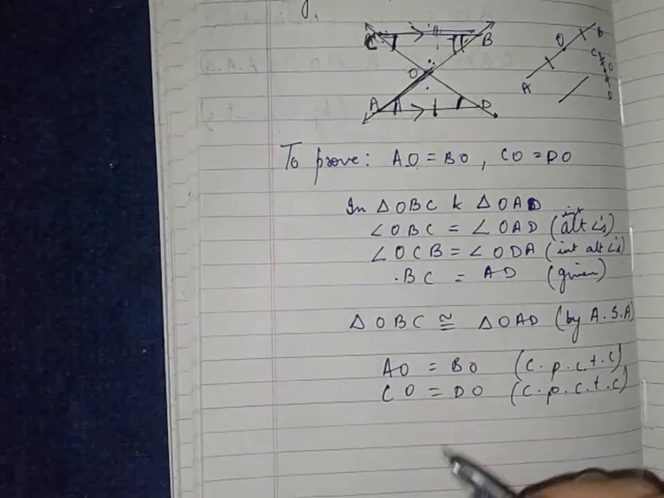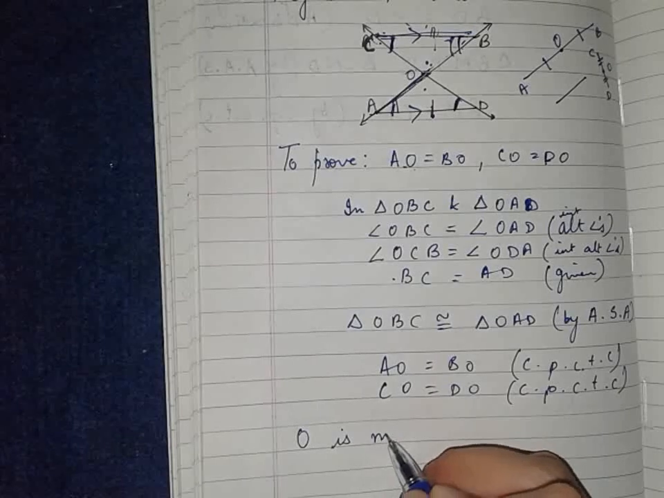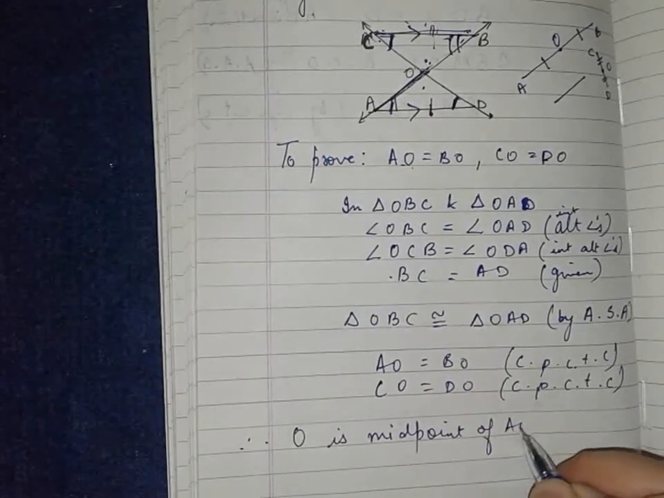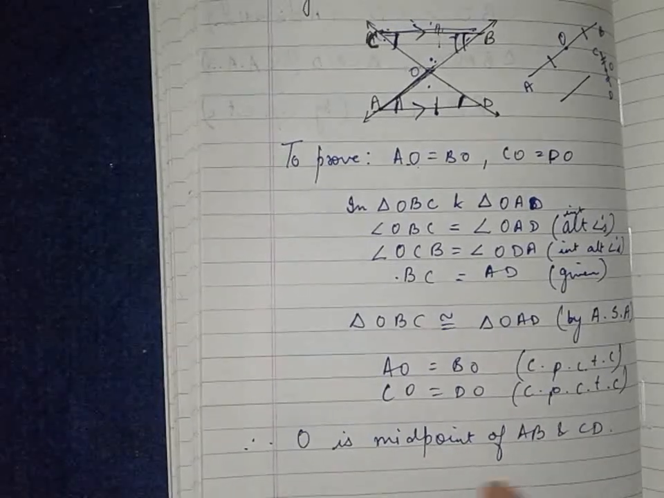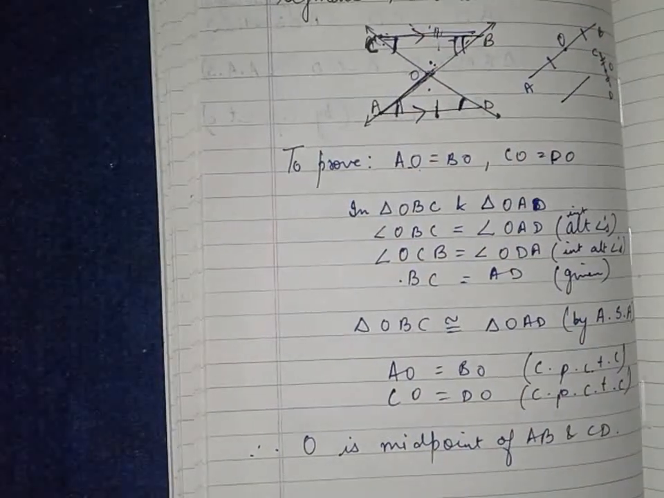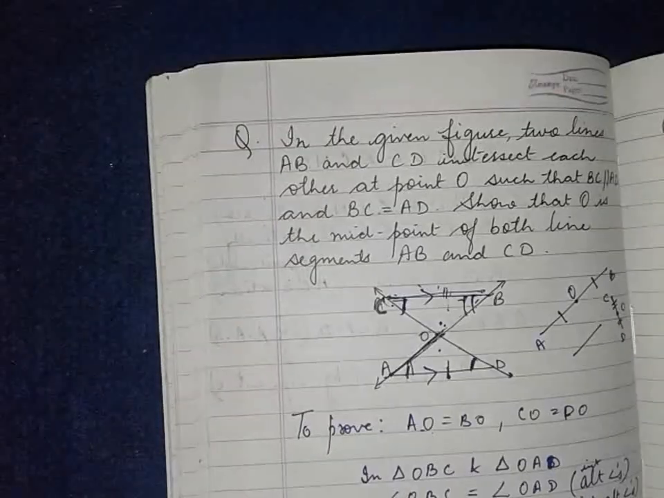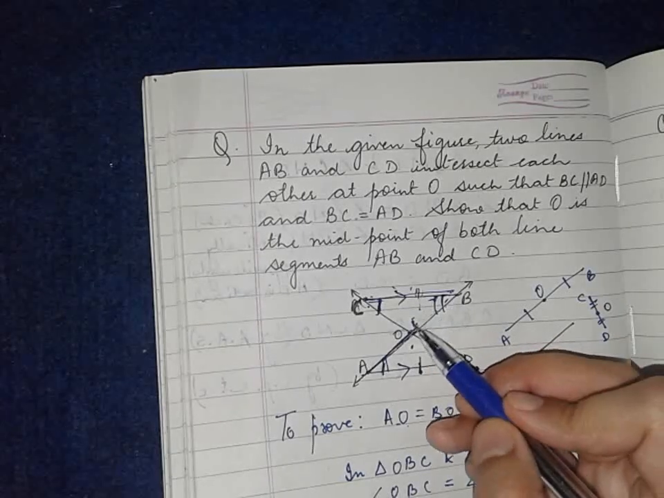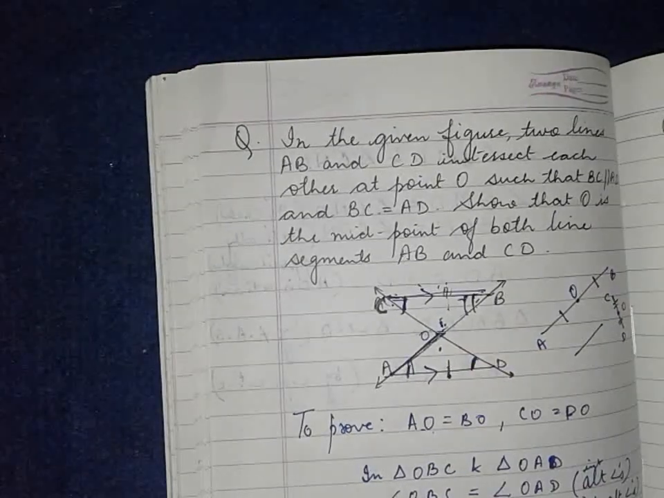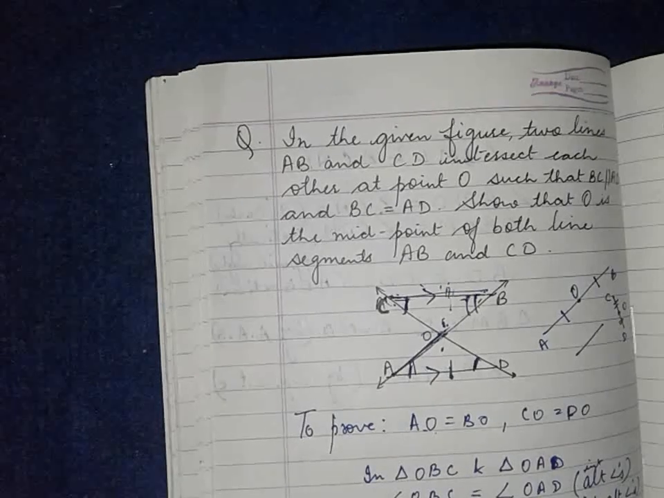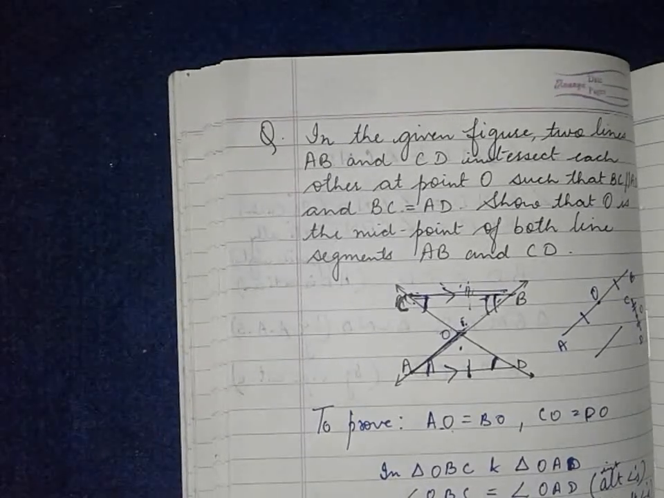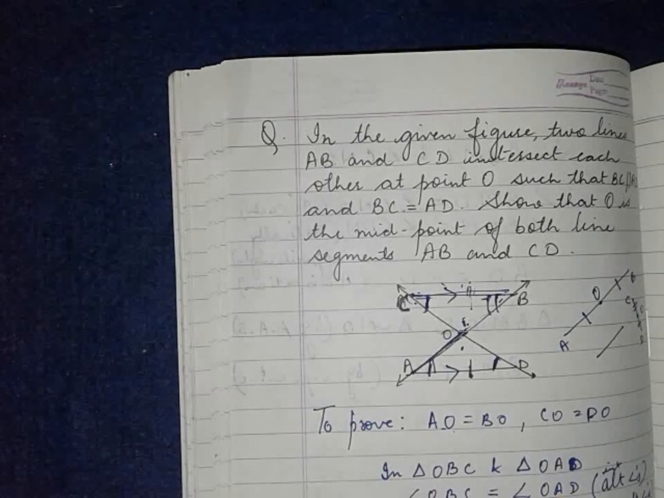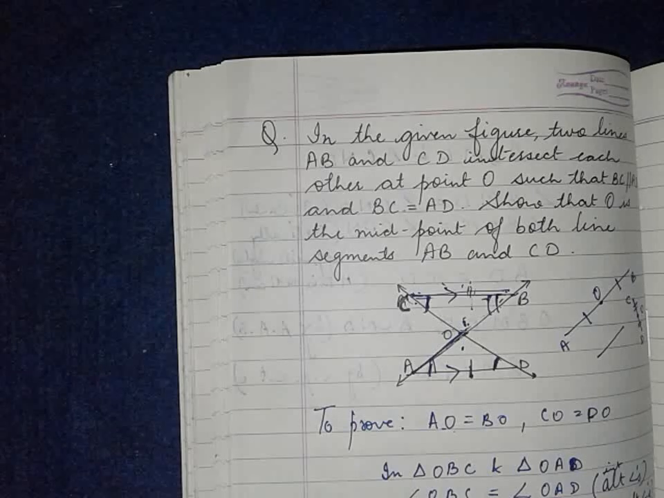When these parts are equal, I can write: therefore O is the midpoint of AB and CD, which was what was to be proved. Now see, if you are considering these angles and any one of these two, then the criterion used will be AAS and not ASA. Be careful with that. So with this you can do the second exercise. I'll discuss some more questions of this exercise in the next video. Till then you try these questions.